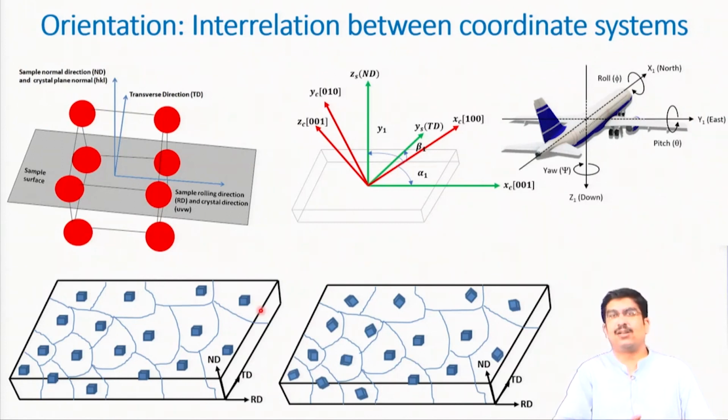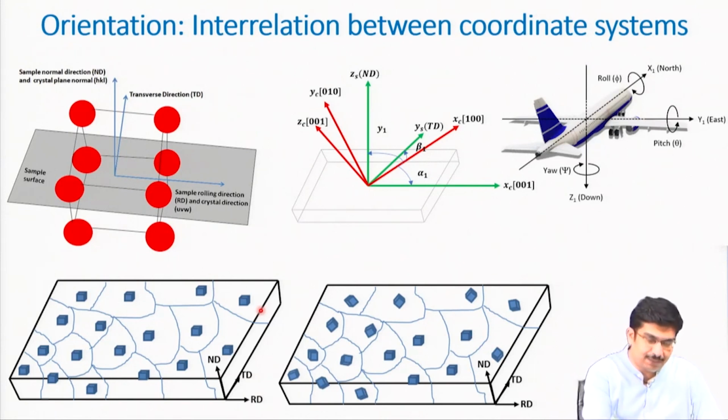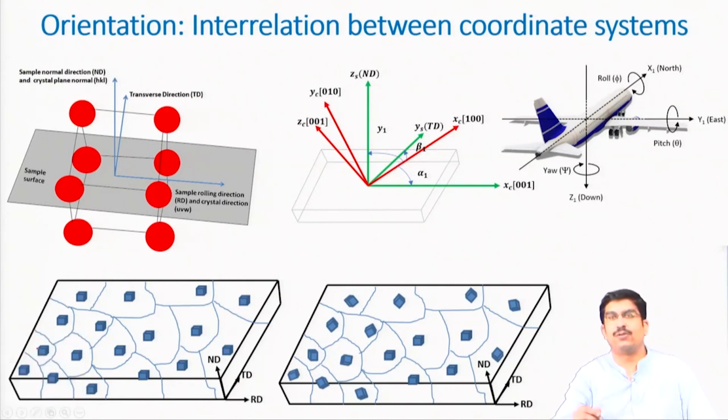Now, as I said, in order to understand EBSD, you have to understand orientation. What is orientation? In the simplest terms, orientation is basically location, defining the location of certain things, and that means it is basically an interrelation between coordinate systems. So, how is it so? As a simple example, most of you have possibly studied coordinate geometry. I studied it and I was very passionate about coordinate geometry in my +2.